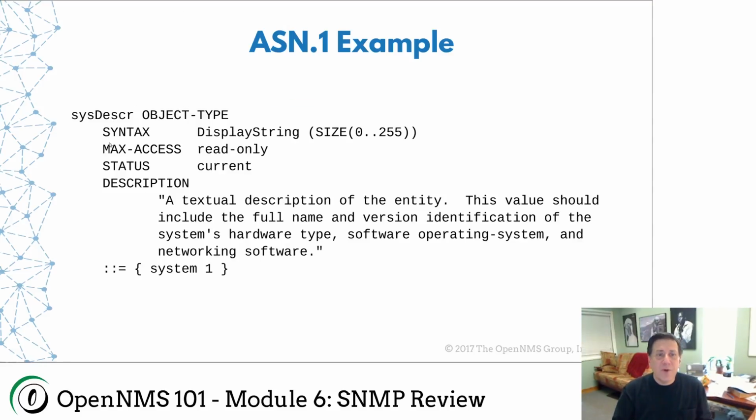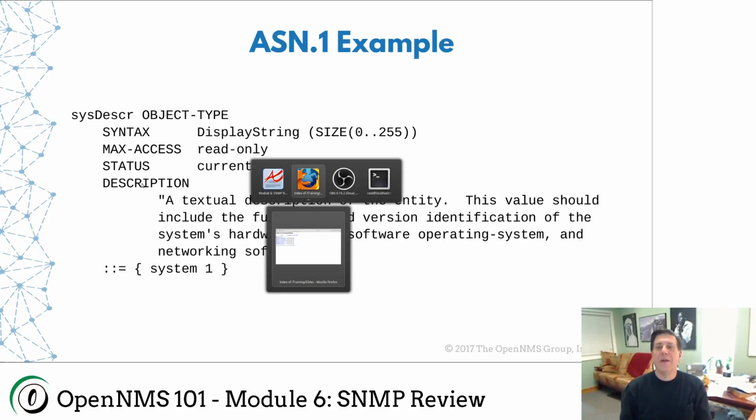And notice that this system description is a textual description of the entity. This value should include the full name and version identification of the system's hardware type, software operating system, and networking software. And then notice you've got this weird equality, this ::= system 1. This just means that the system description is item 1 under the system tree. And in the MIB somewhere, there will be a definition of what system is. It'll be item 1 of MIB 2, and MIB 2 will be item 1 of management, and management will be item 2 of internet, all the way back to the root of ISO.